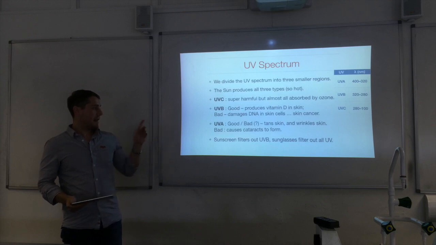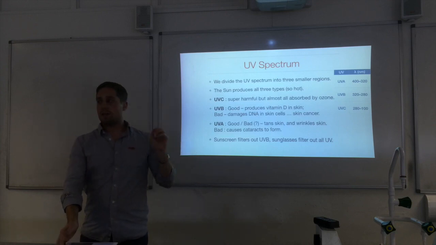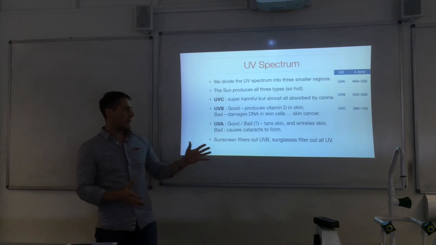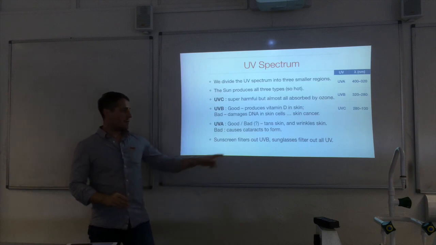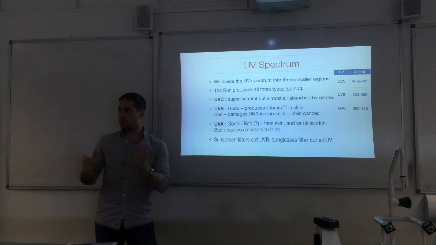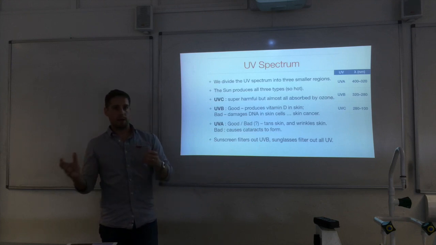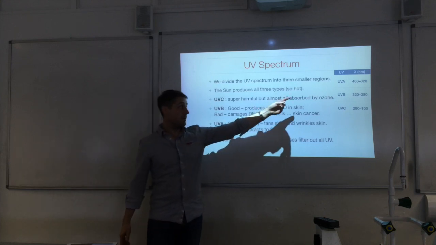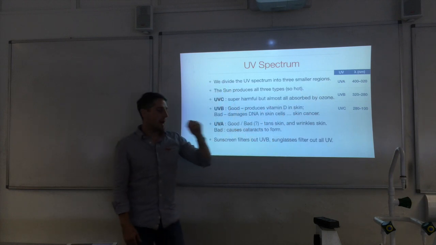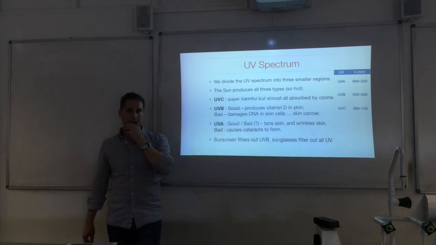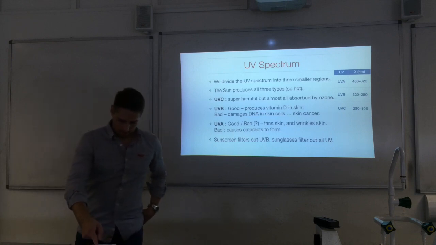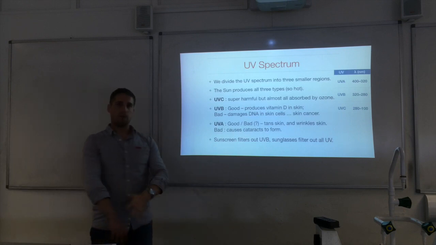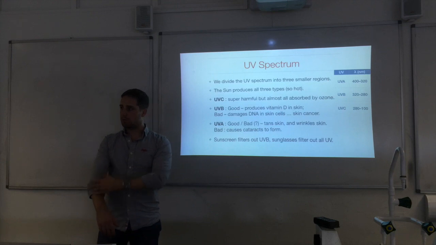Sunscreen filters out UVB, and sunglasses filter out UVA and UVB. And if you buy a pair of sunglasses, it'll often say that it filters out UVA and UVB. That's what they're talking about. And yeah, the sunscreen may well say it filters out UVB. So it's got chemicals in there that absorb it, prevent it getting to your skin.